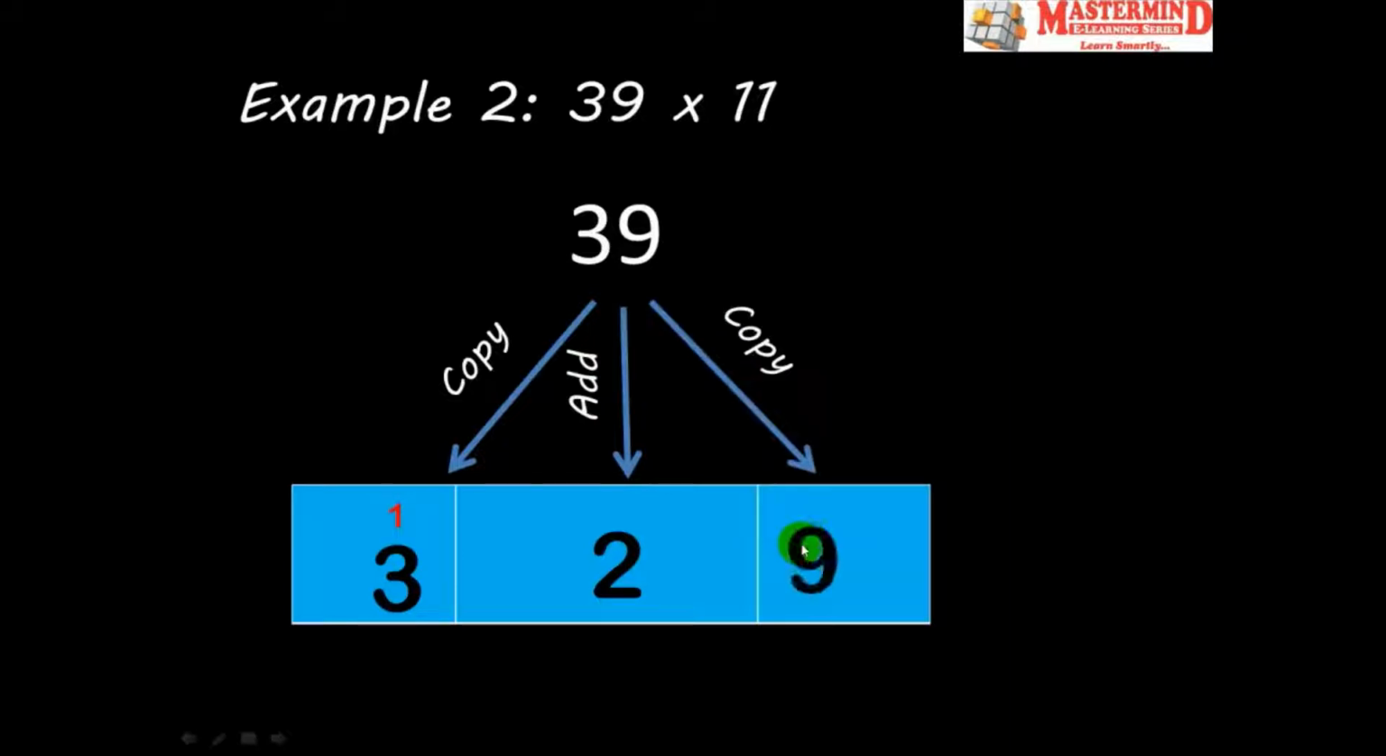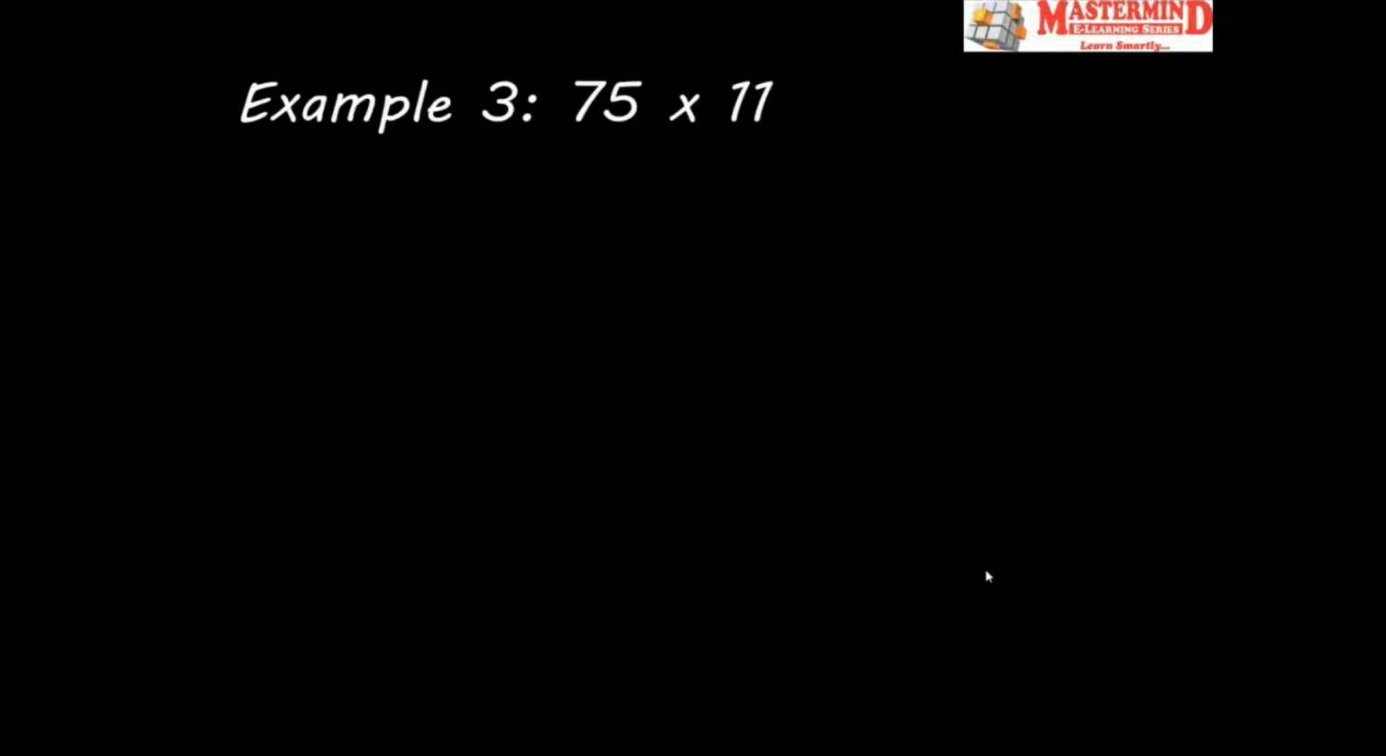Now, we'll add this 3 and 1 together. 3 plus 1 is 4. And then combine the parts, the other 2 parts. So our answer would be 429. Let's see one more example of this kind.